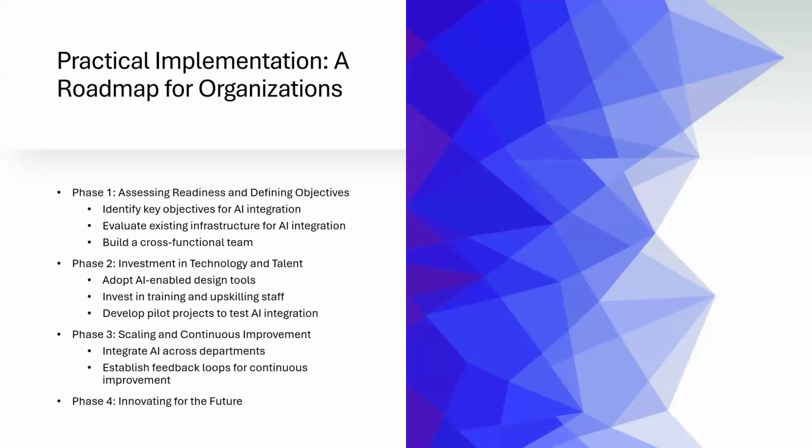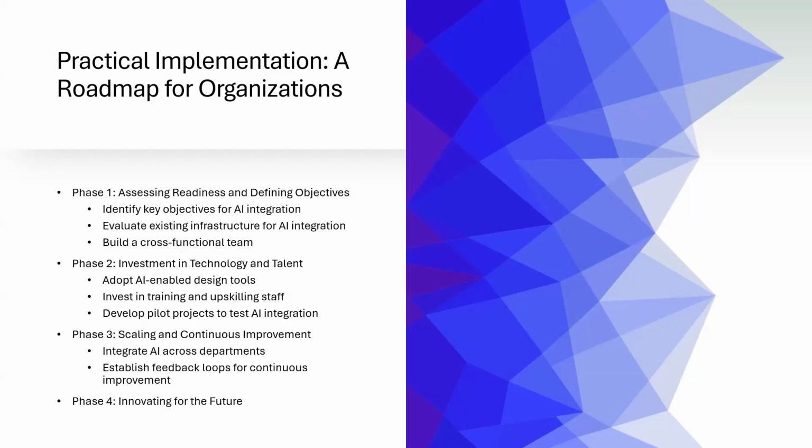So what is the practical approach? We want to incorporate AI in our design. Here we have 4 phases we can learn and apply. Phase 1 is assessing readiness and the objective. Identify the objective, why we want to have AI integration. Then you need to look at your existing AI integration and build a cross-functional team. So get yourself ready first and define your objective.